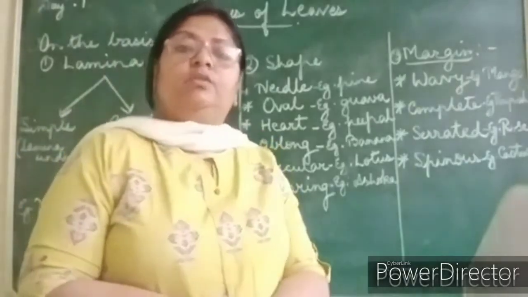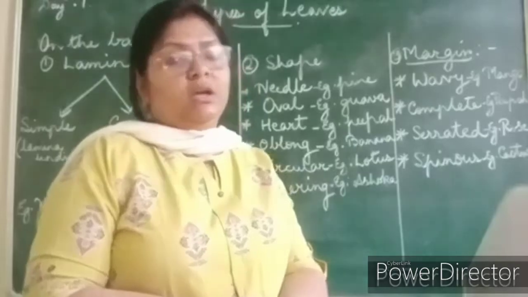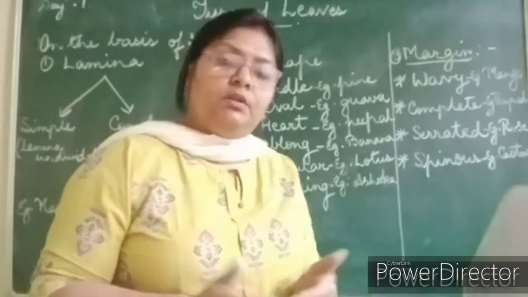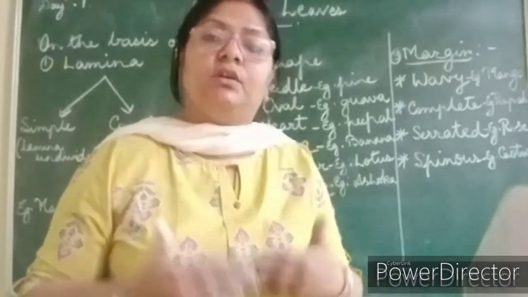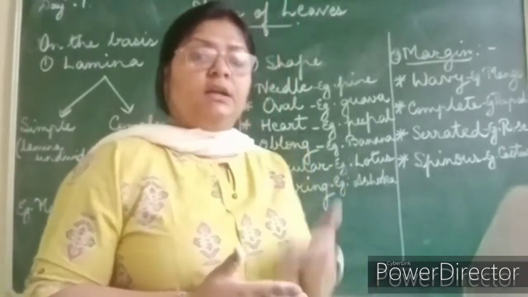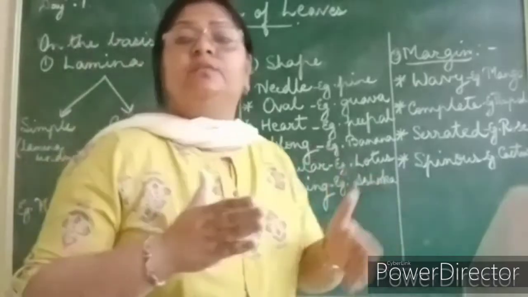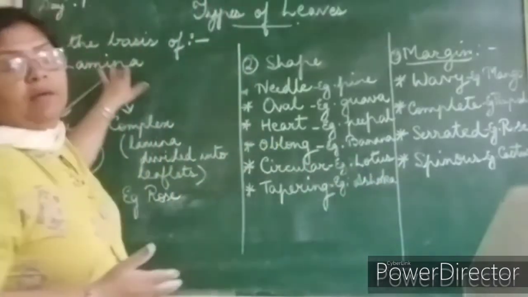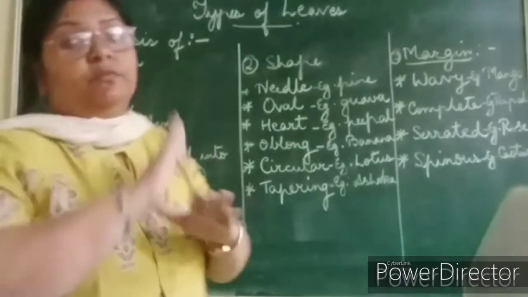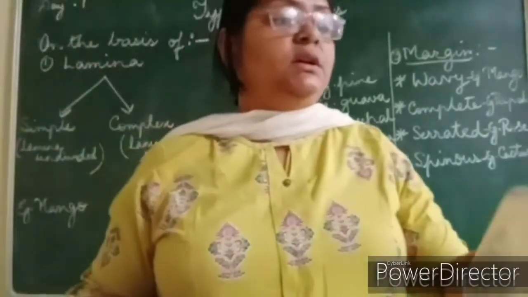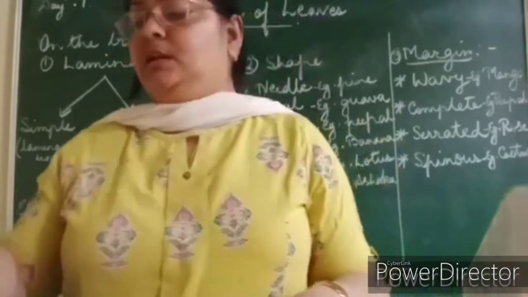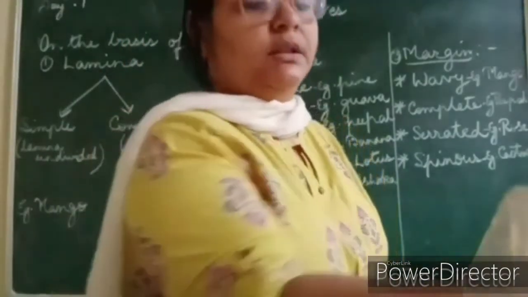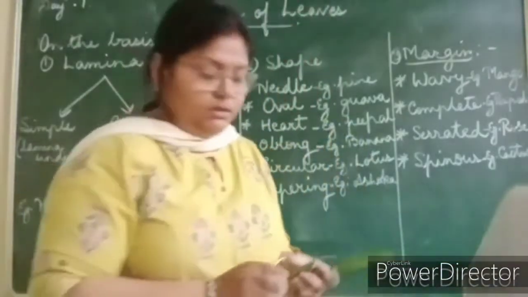Now after learning what the leaf looks like and knowing all the parts, we should study its types. The types of leaf may be based on many factors. If we divide the leaf into different groups based on its lamina, we know the flat broad part of the leaf is called the lamina. Then we can see two types of leaves: one is a simple leaf, another is a compound leaf.